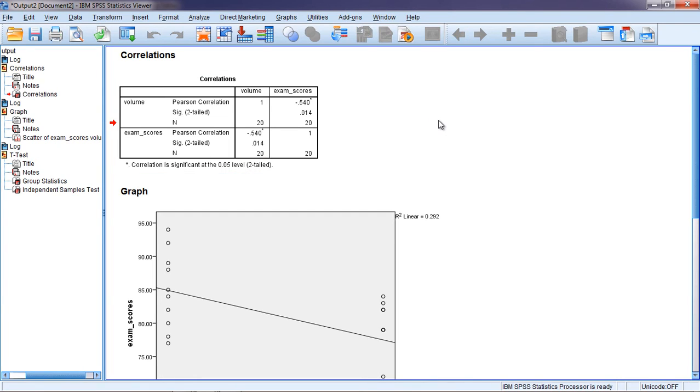So in summary, a point-biserial correlation coefficient is calculated when you have a dichotomous variable and a continuous variable, or another way to think about it, a variable with interval or ratio level values.